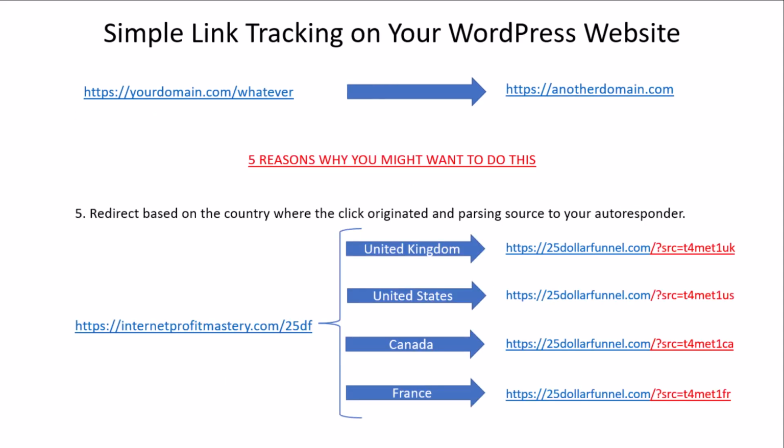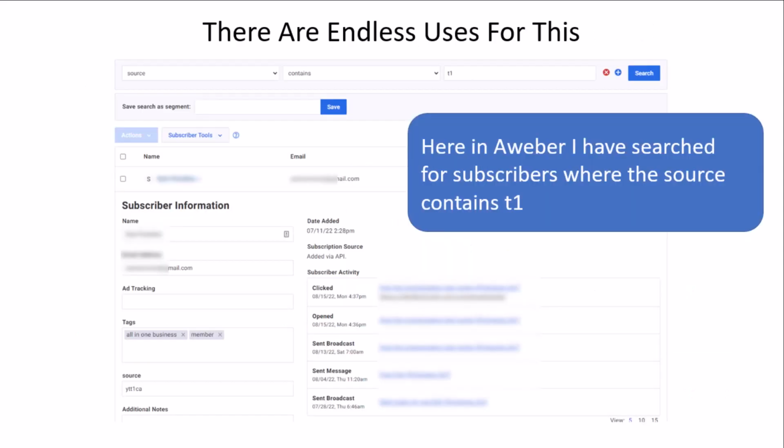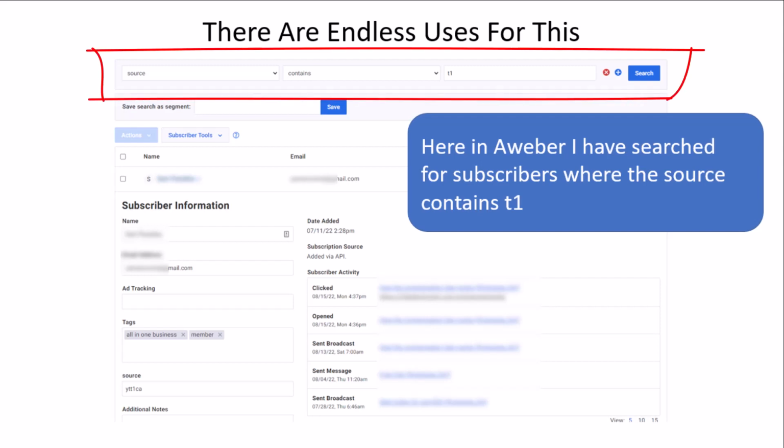Now let's look at the fifth reason. That's the redirect based on the country where the click originated and passing the source to your autoresponder. So again, you can see here on the screen how that can work with what I've just explained for you, with T for me being traffic for me as the source, and then T1 being a tier 1 location, and UK being the country code, or US or CA or FR for France, or whatever you wish to put in there. So here's that being filtered inside Aweber. Here in Aweber, I've searched for subscribers where the source contained T1. In other words, T1 country traffic.